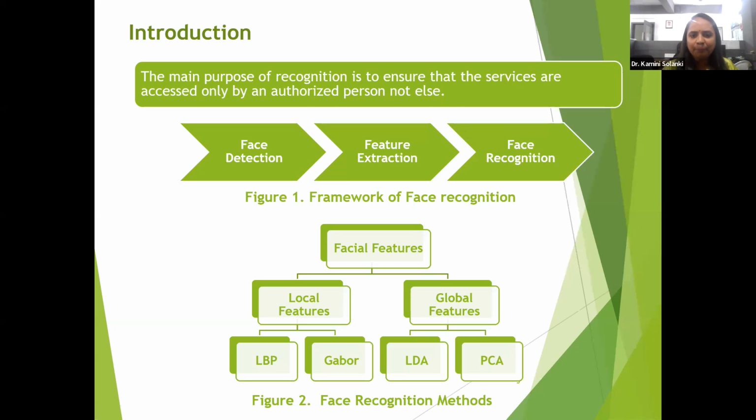Face recognition has some steps. The first step is to detect the face among the multiple objects. Second is to extract the features from that face, and next is to recognize that face. For the facial features, we have local features as well as global features. For local, we have two methods: LBP, local binary patterns, and the Gabor method. For the global features, we have LDA, linear discriminant analysis, and principal component analysis.